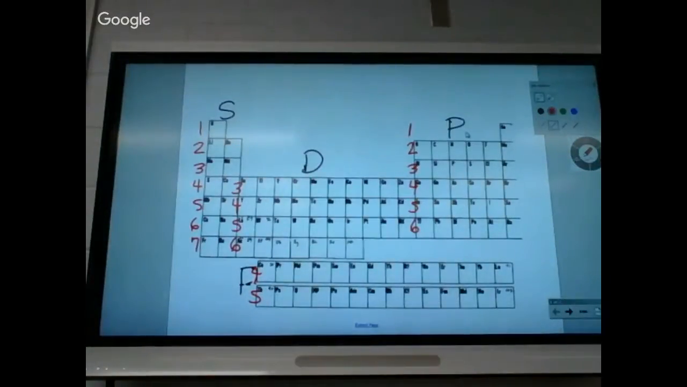Yes, because it's literally right there for the D block. What if you wrote it inside the block? Yeah. As long as you know what it means, it's fine.